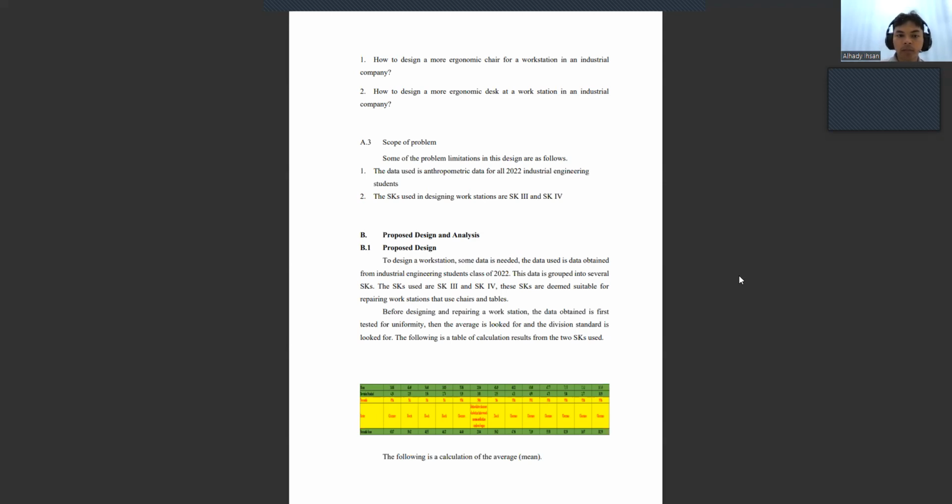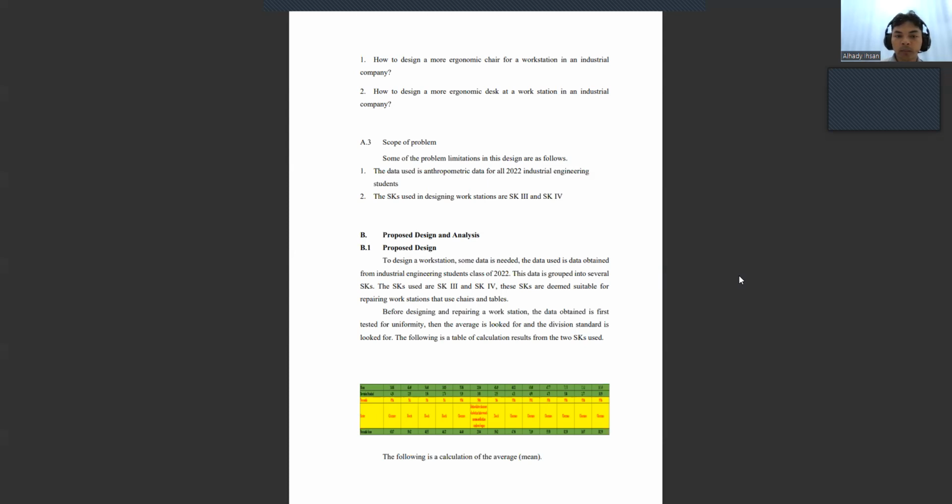A3. Scope of problem. Some of the problem limitations in this design are as follows. First, the data used is anthropometric data for all 2022 industrial engineering students. Second, the SKS used in designing workstations are SK3 and SK4.